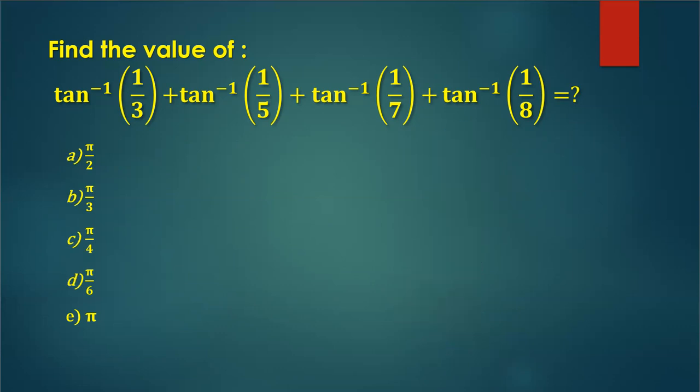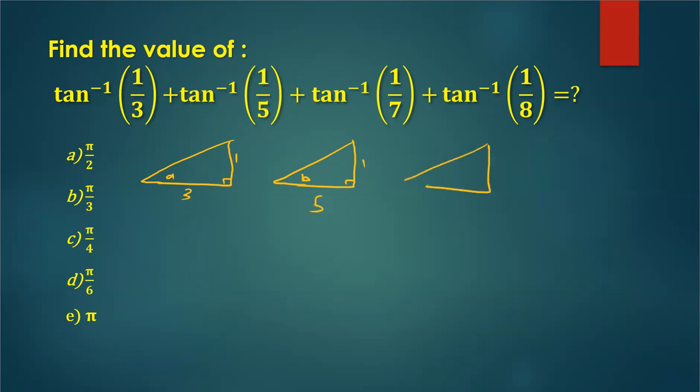Okay, here is the problem. I know that tan inverse is just an angle. Imagine you have a triangle, any triangle, with an angle A here, and tan of this angle is 1 over 3, so the opposite is 1, the adjacent is 3. That happens for all these angles. Another angle B here, so tan B is 1 over 5, so the opposite is 1, the adjacent is 5. And so on for the other two. Let this one equal C, and let this one equal D, for example.